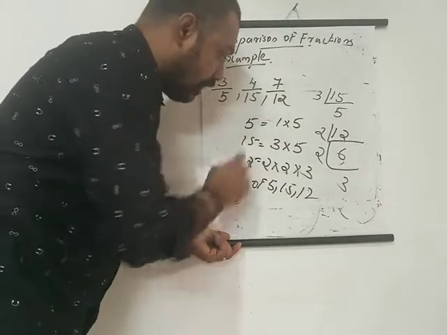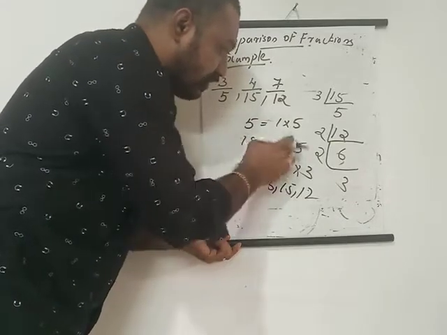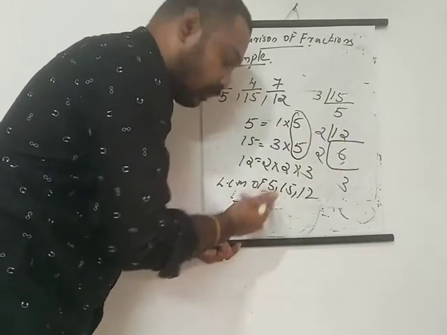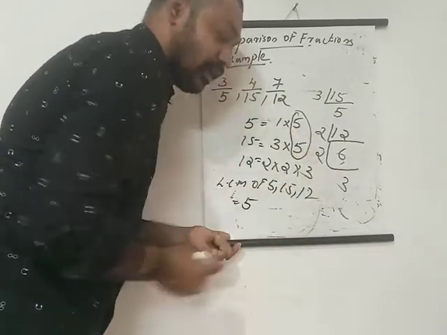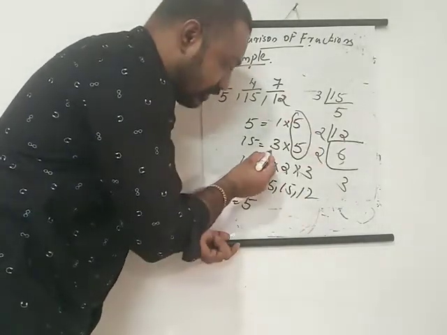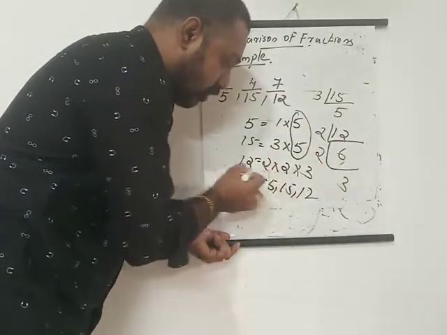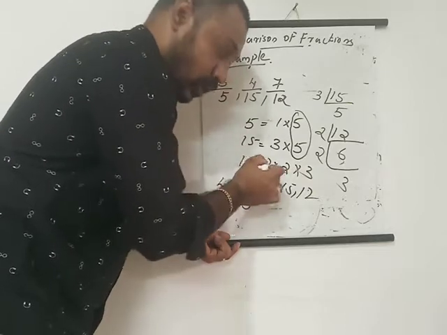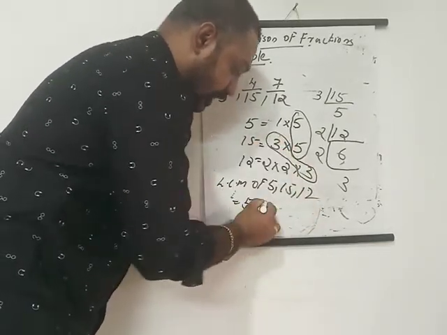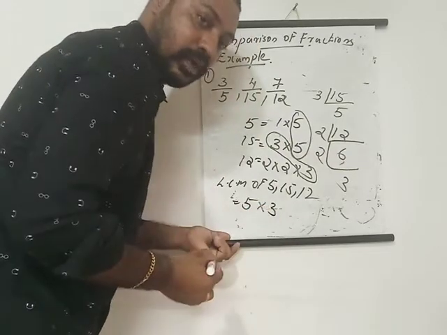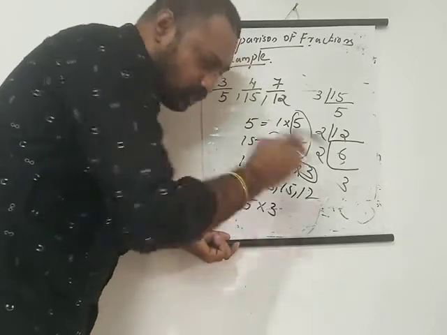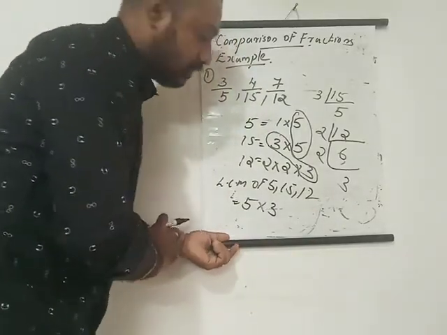Here you can see that in the 5 and 15, 5 is repeating. You can see two 5s here, and from this pair you can take one 5. You can also see that 3 is repeating, in 15 and in 12, so from this also we can take a pair. So we write 5 into 3. Now which is the next number? 2 is there. Maybe you think that this is a pair.